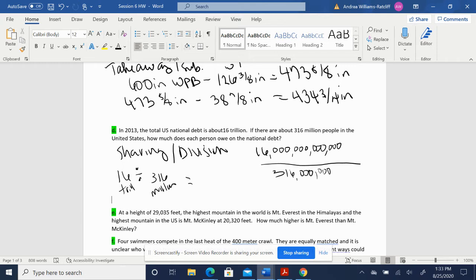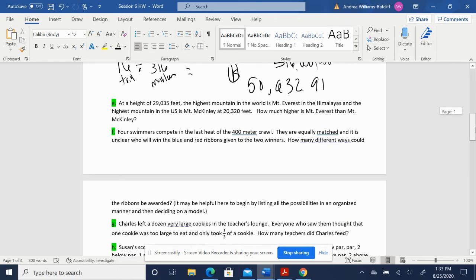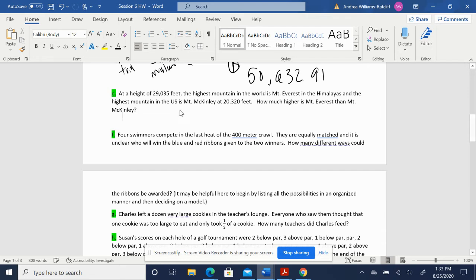And I'm going to divide by 316 and 6 zeros. And that gives me a share of about $50,632.91. Okay, so that's about what each person would owe if we were going to pay for the national debt. That probably scares us a little. Okay, so let's move on to E.